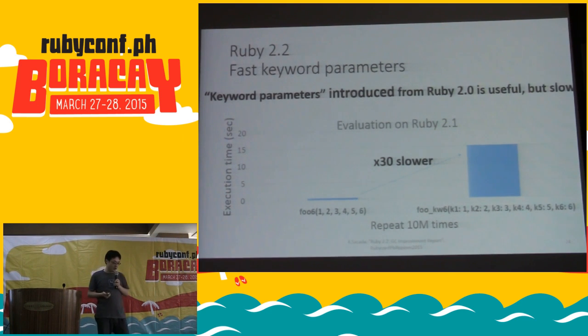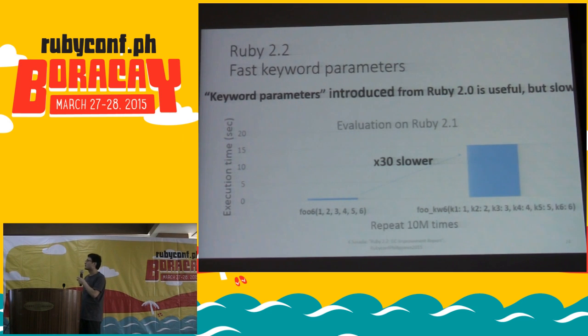Also, Ruby 2.2 introduced faster keyword arguments, so keyword parameters. Ruby 2.0 introduced keyword parameters, but it was very slow. Compared with normal method dispatch, keyword arguments are 3 times slower. It's too slow. This is because keyword arguments make a hash object and work with these hash objects.